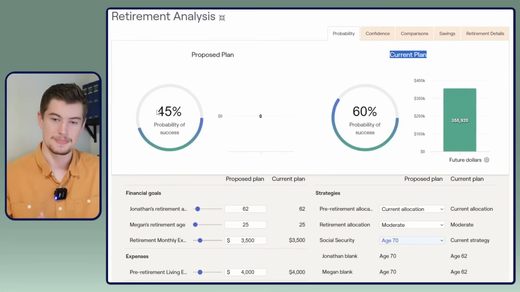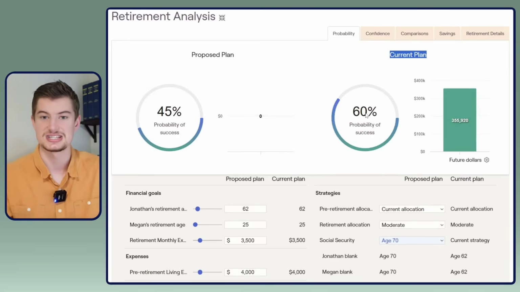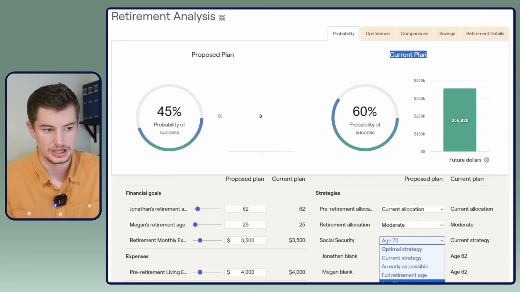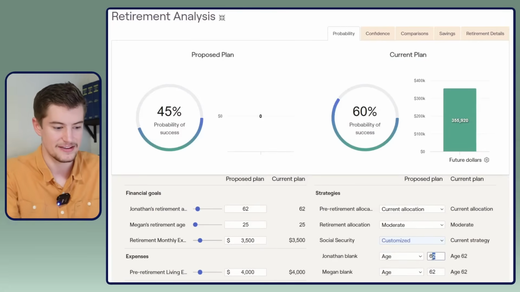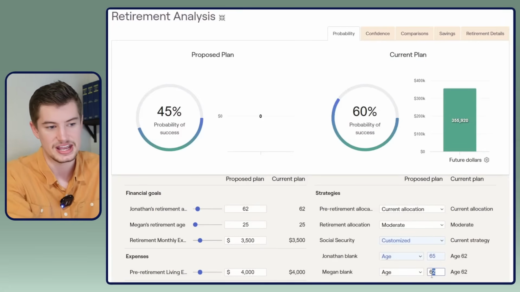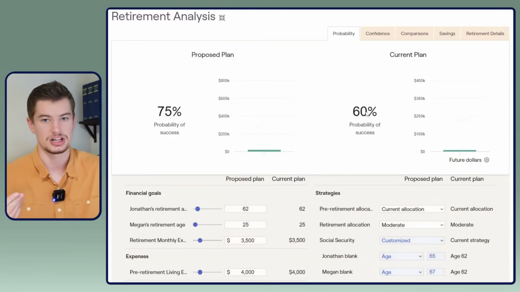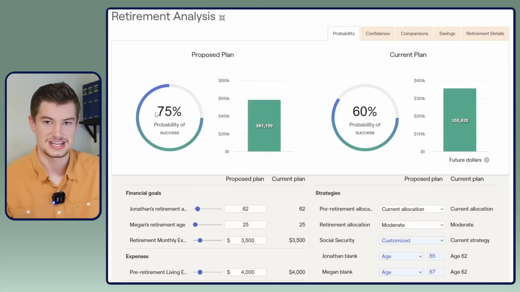So this, again, may make you think claiming at 62 is the best option, but you have to play with each individual age and test them all before you make that final decision. Because what if there's an age between 62 and 70 that actually increases this 60% number? I'll let you in on a secret, there is. So if we change it to what Jonathan was originally planning a couple years after, which was 65 for him, and then we have that 67 age for Megan, what happens? The probability of success goes from 60, when you're claiming it at 62, all the way to 75.